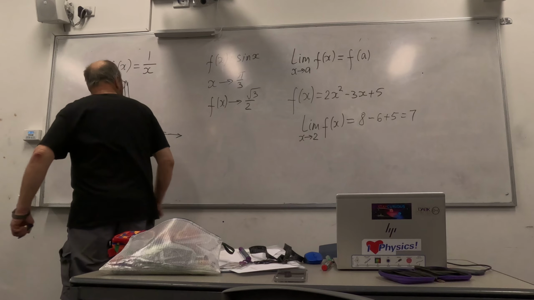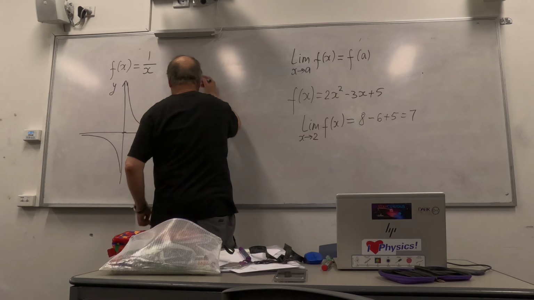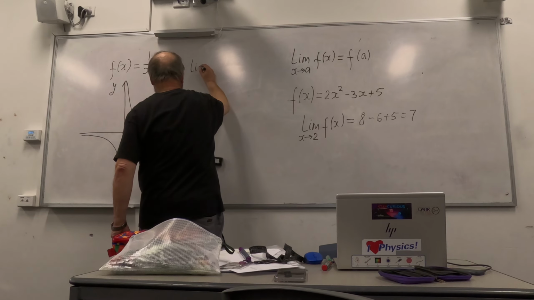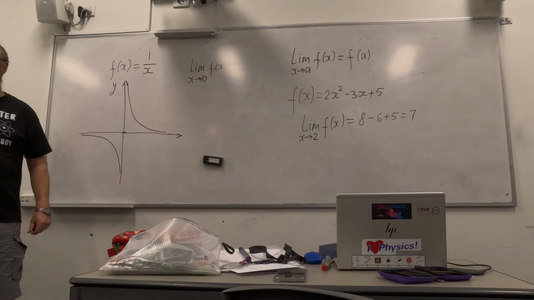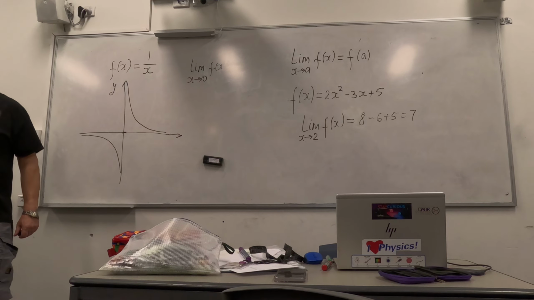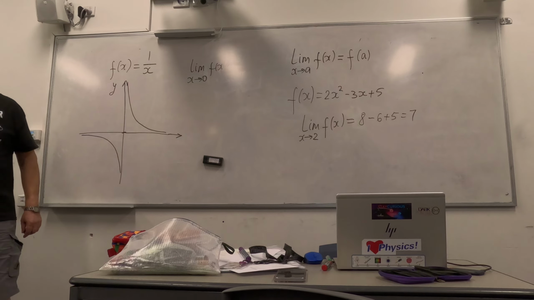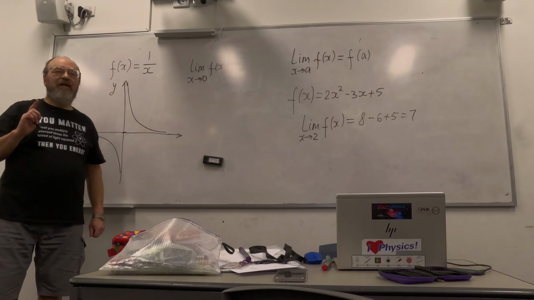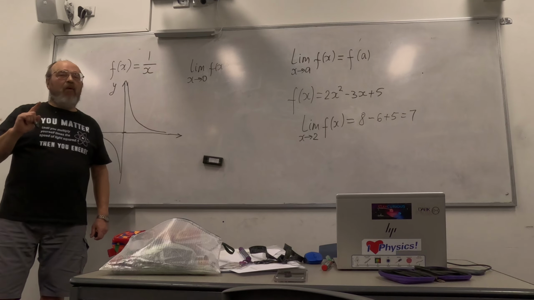So what will be the limit of f of x when x approaching 0? It doesn't exist. Why doesn't it exist? You can't divide by zero. It's an asymptote.